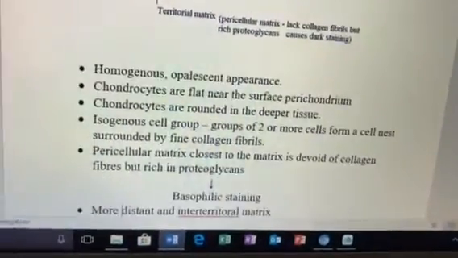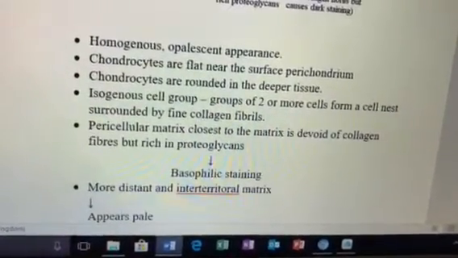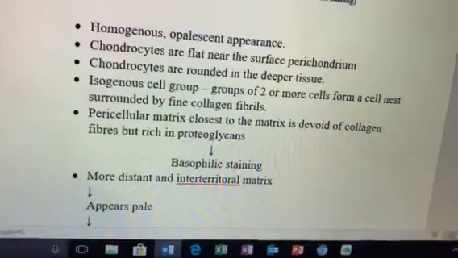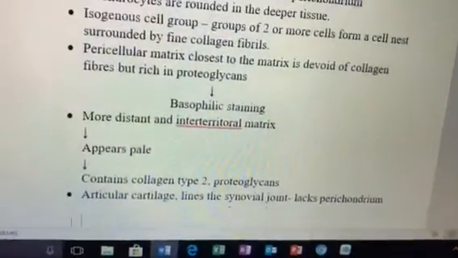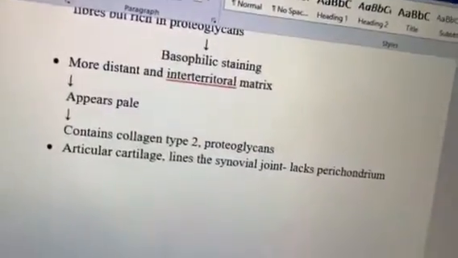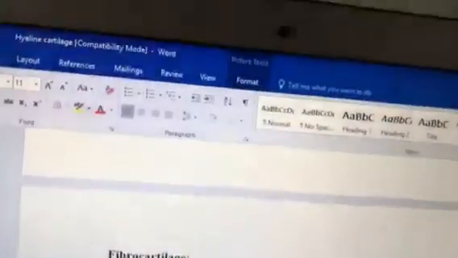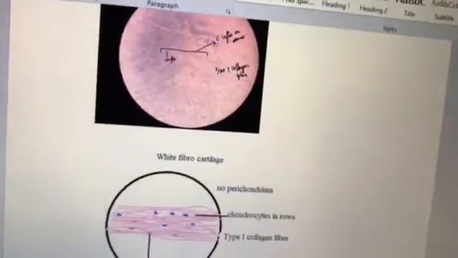It has a homogeneous, opalescent appearance. Chondrocytes are flat near the surface, rounded in the deeper cells. Cell nests and proteoglycans, that's why it is basophilic staining. Basophilic means blue color staining, and the interterritorial matrix is blue. Every explanation is given clearly. So all those things you have to explain.